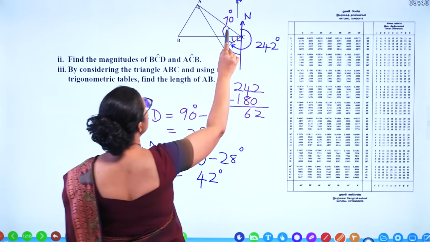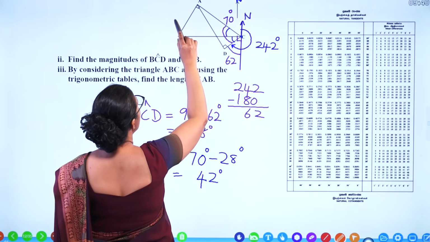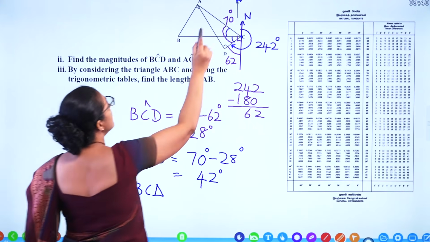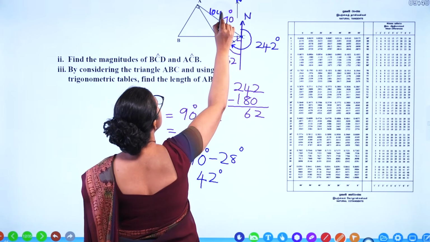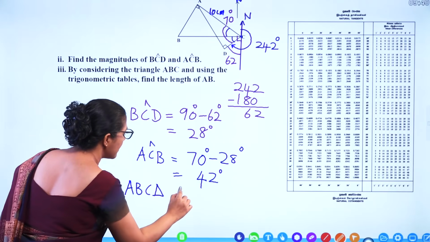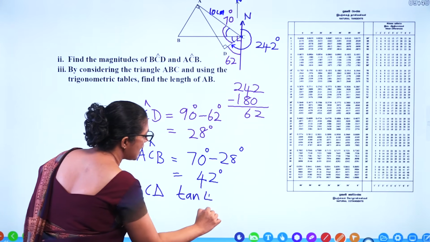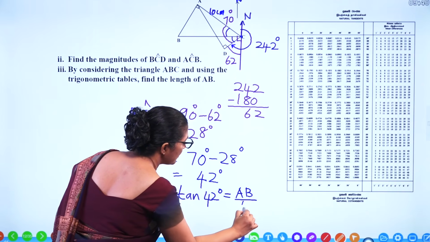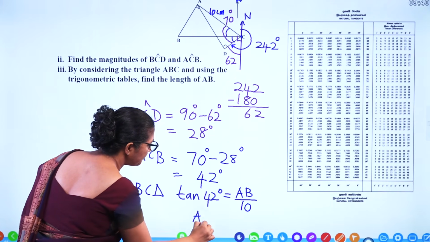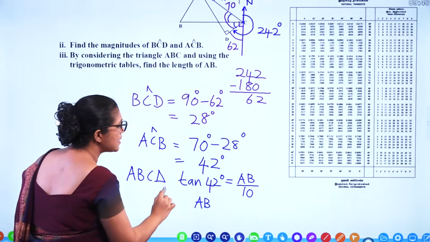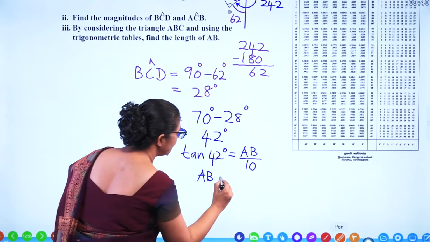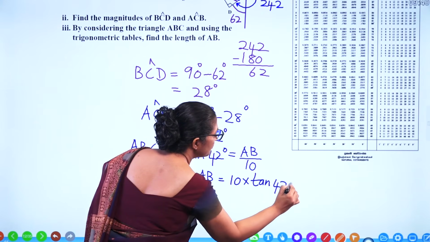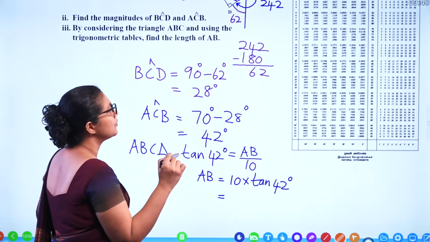To this angle, AB is opposite and AC, that's 10 centimeters, is the adjacent. So tan 42 equals AB over 10. So what is AB? 10 times tan 42. Tan 42.